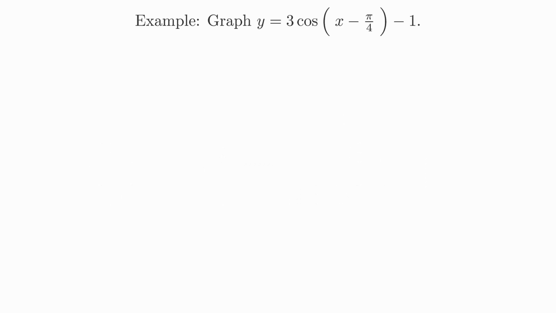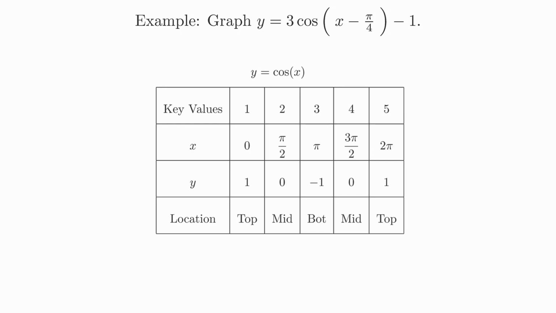Example. Graph the function y equals 3 cosine of (x minus pi over 4) minus 1. We will start with a quick reminder of the chart of key values for the basic cosine function. As we start to work our way through these steps, we're going to be creating another chart like this one, except specific to the function we're graphing.